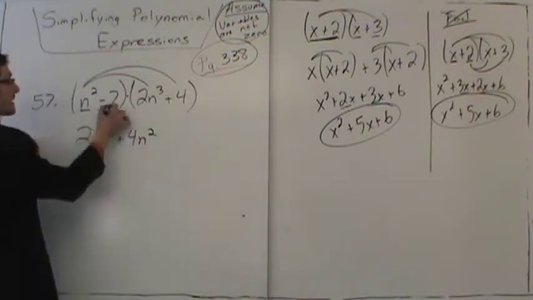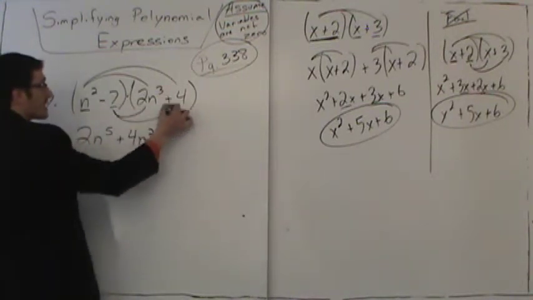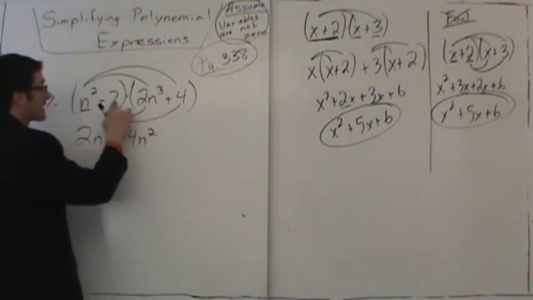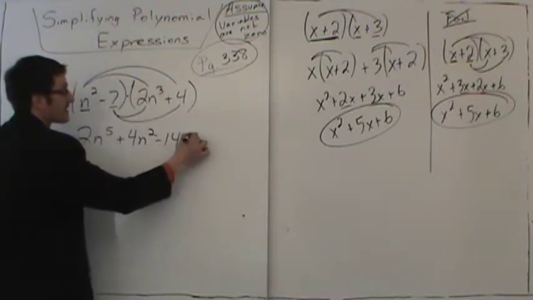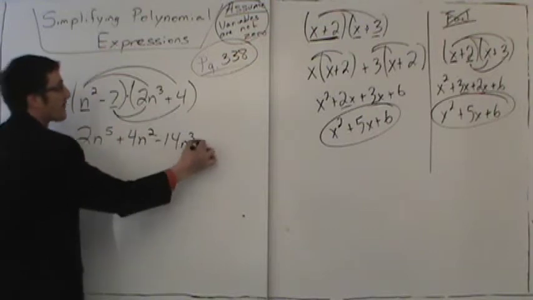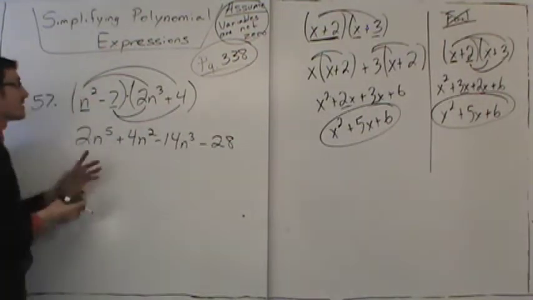And now take the negative 7 and multiply by both. Negative 7 times 2n cubed: negative 7 times 2 is negative 14, and we have an n cubed attached to the end. And negative 7 times 4 is negative 28. And we are done multiplying.